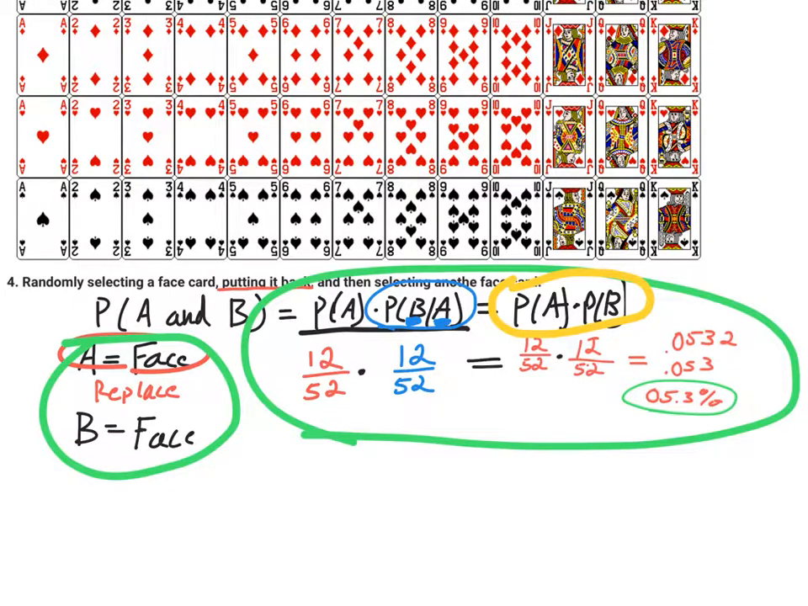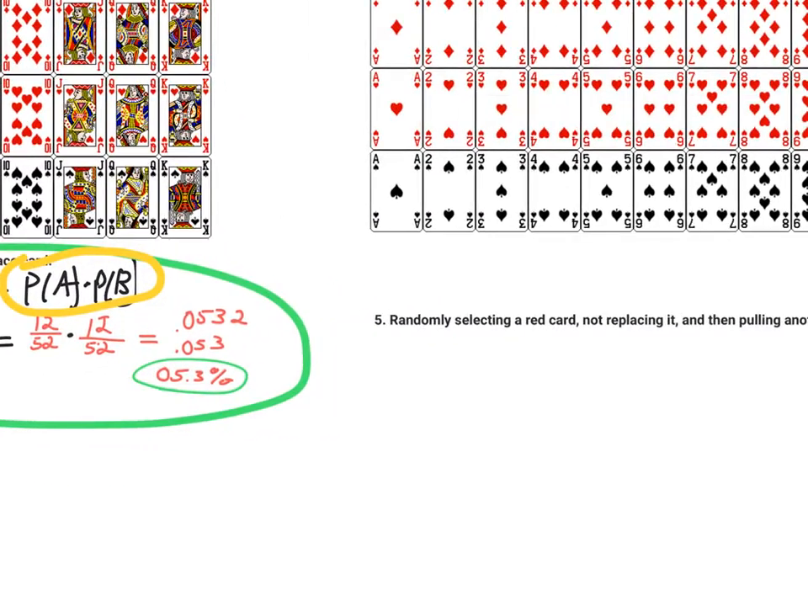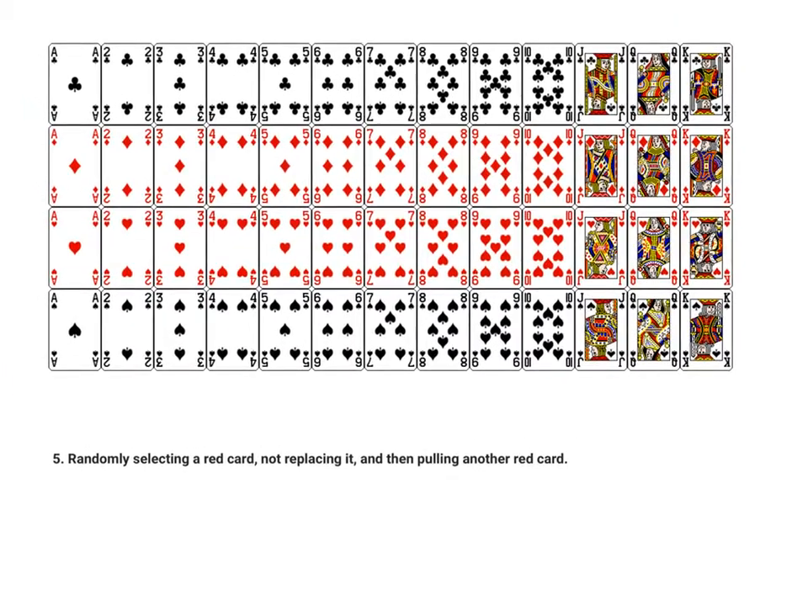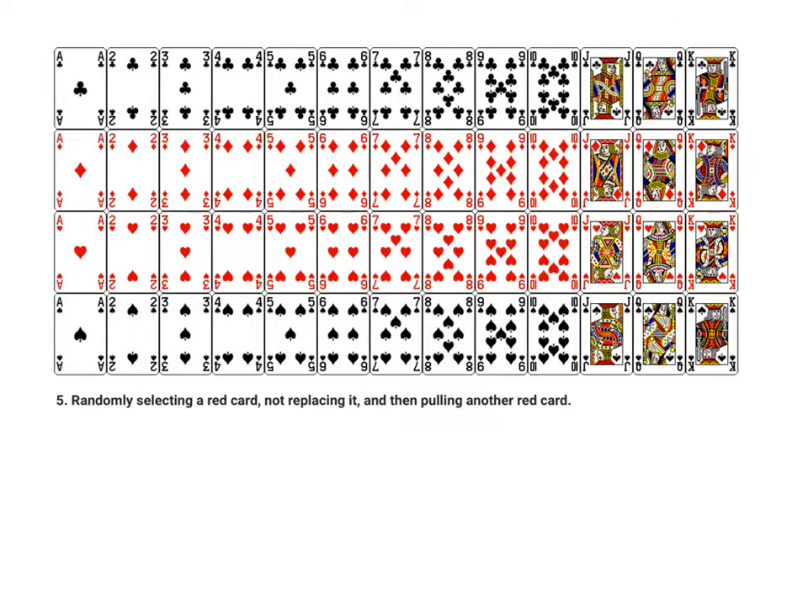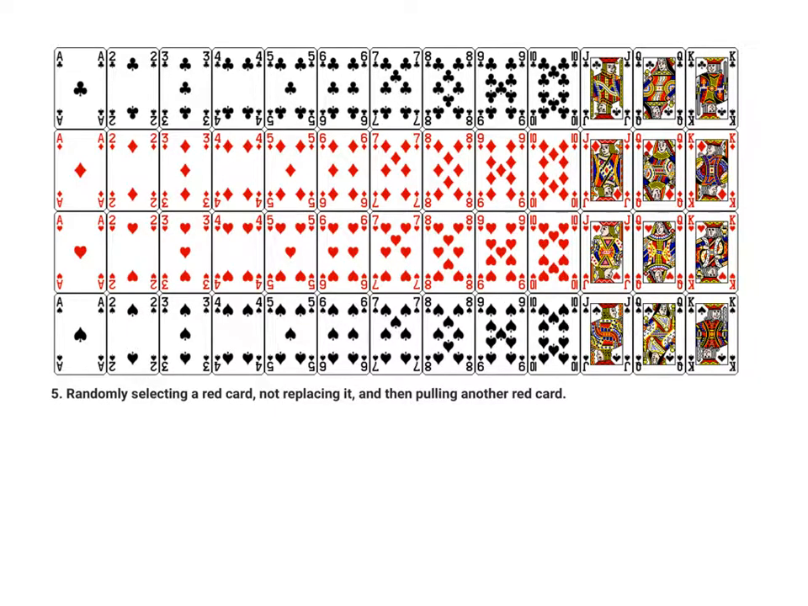Last problem I want to work through. Let's go ahead and talk through number 5. Oh, sorry about that. Let's see. Number 5. And now we've got another sample space. Let's see if we can do this last problem relatively quickly.